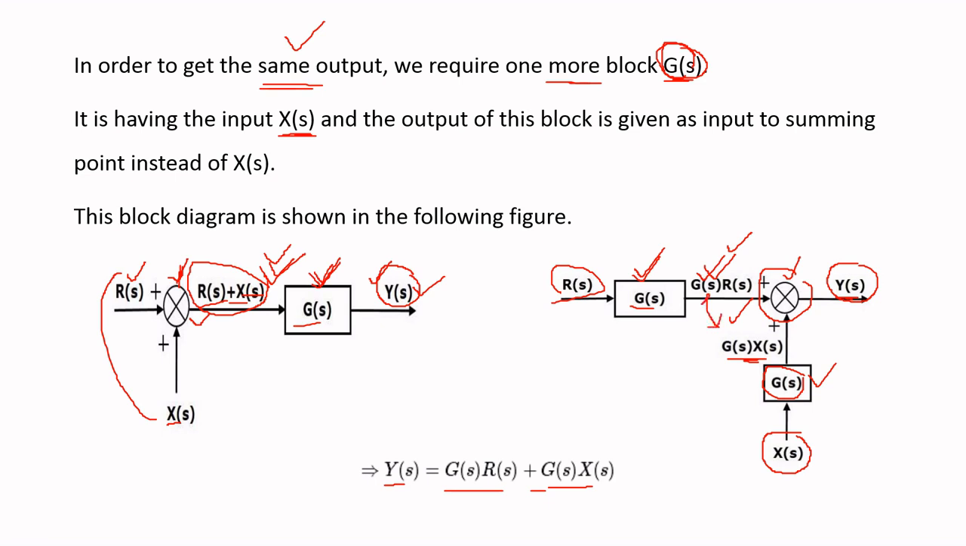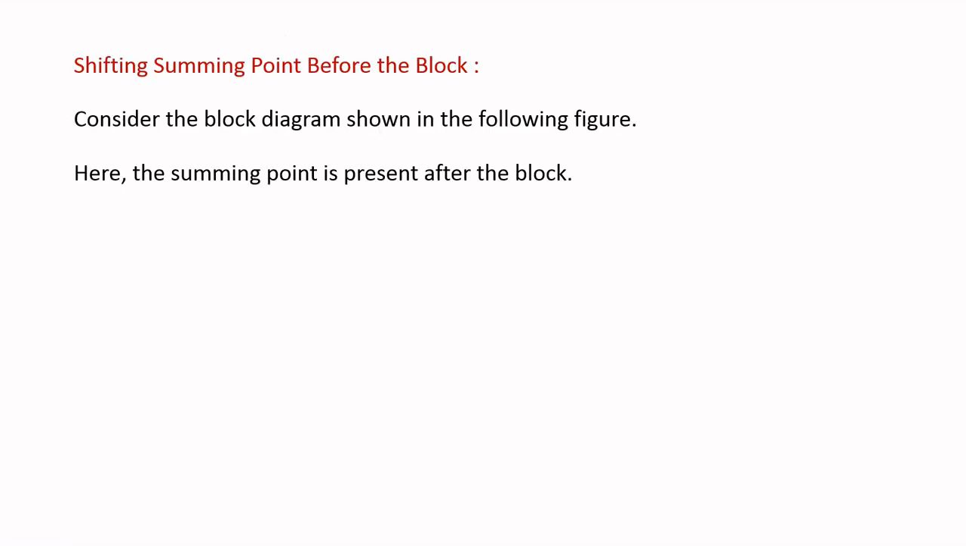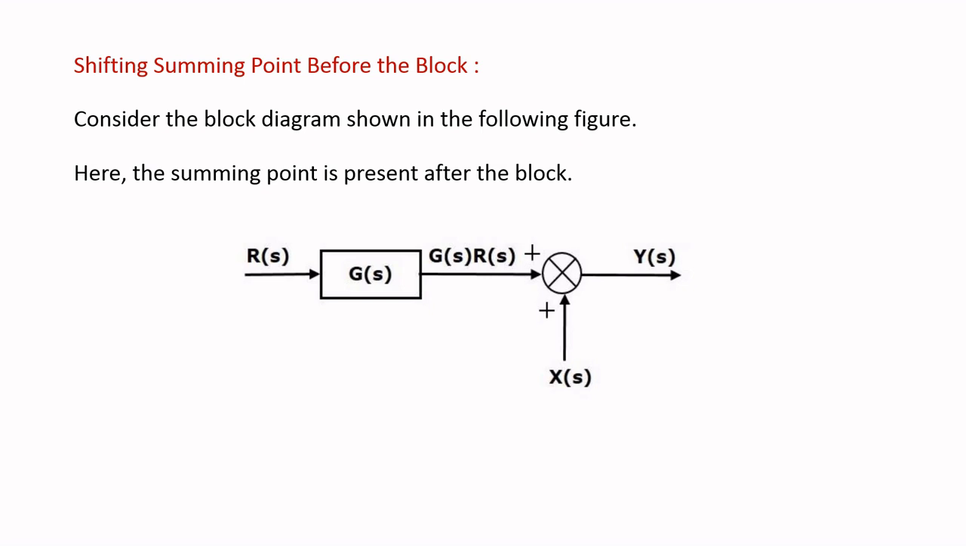In order to get the same output, after interchanging the summing point, we require one more block which has the transfer function g of s. This is the process of shifting the summing point after the block. Next one is shifting the summing point before the block. This is the representation of the block diagram with the summing point after the block. This is the summing point which is after this block.